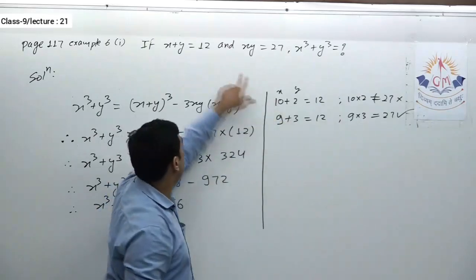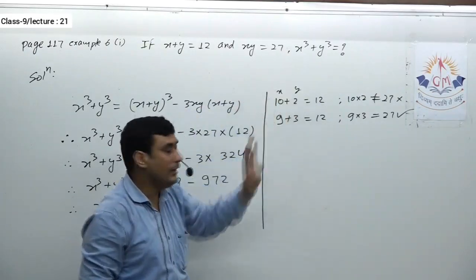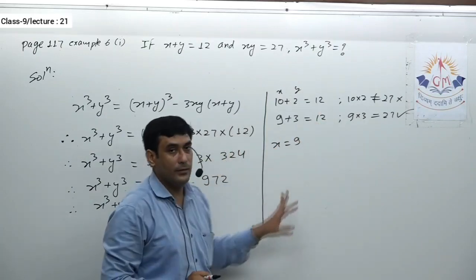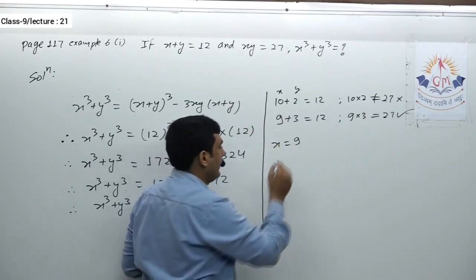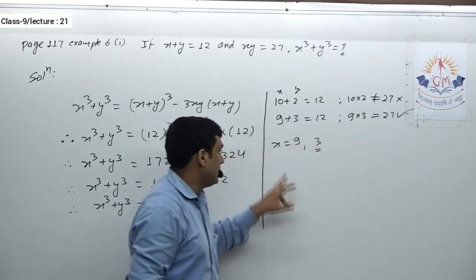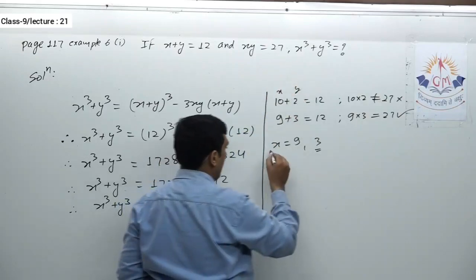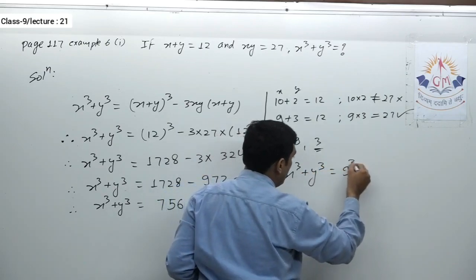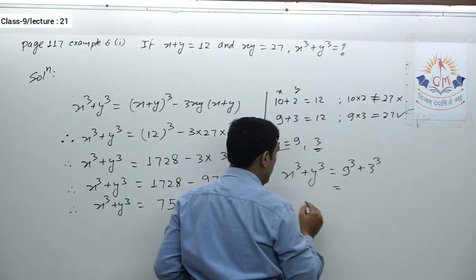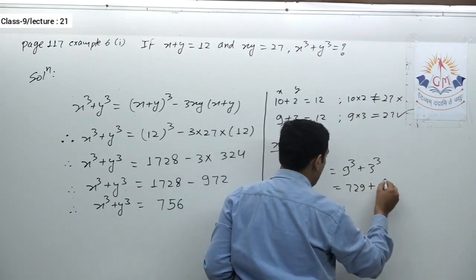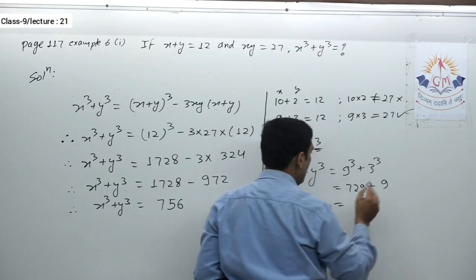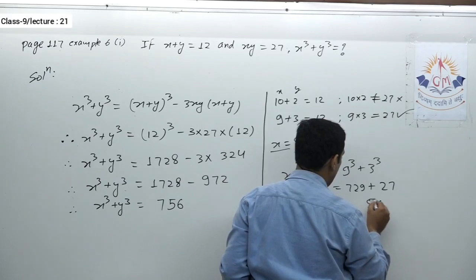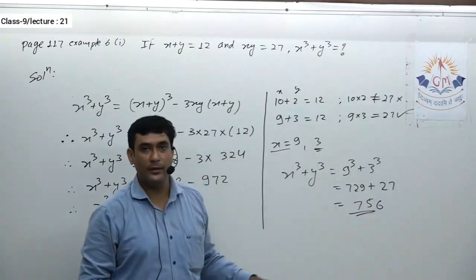So these values of x and y satisfy this, so we can say that either x equal to 9 or y equal to 9. That means one among x and y will be 9 and another will be 3. So just by putting these values, x is 9, y is 3, we have to find x cube plus y cube. So I will do 9 cube plus 3 cube. 9 cube is 729 plus, sorry, 3 cube is 27. 756. You can see the answer is the same, but obviously you will get the same answer.